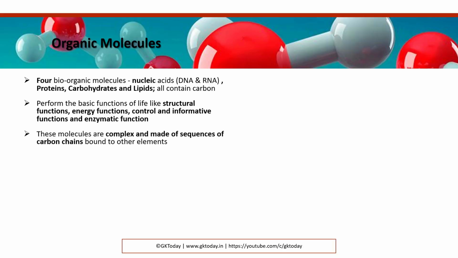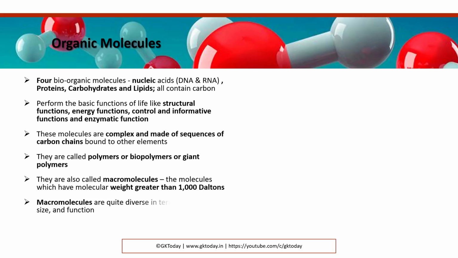These molecules are much more complex and made of sequences of carbon chains bound to other elements called polymers or biopolymers or giant polymers. They are also called macromolecules. The molecules which have a weight greater than 1000 daltons are referred to as macromolecules.